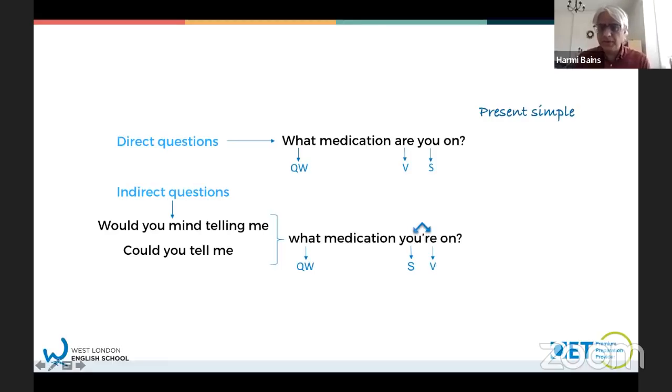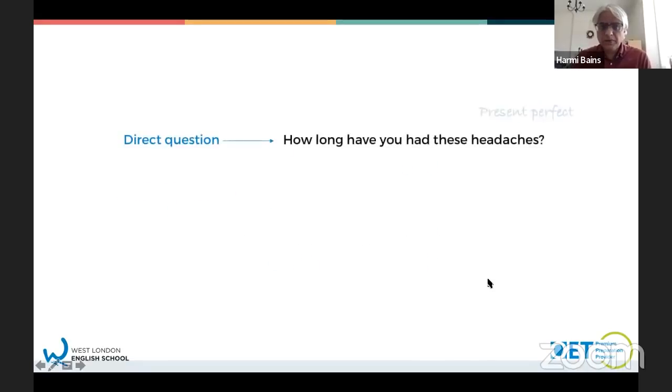It's an important thing to remember, because even though it's a speaking exam, the examiners are also listening to your grammar. It does make a difference. So make sure you can form your questions accurately as well. So that's the present simple. Let's look at another example. We've got a direct question from the present perfect. "How long have you had these headaches?"